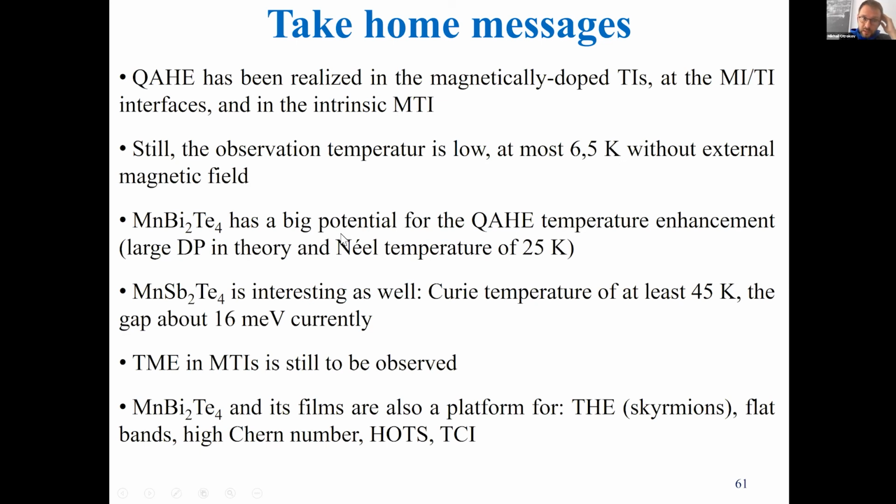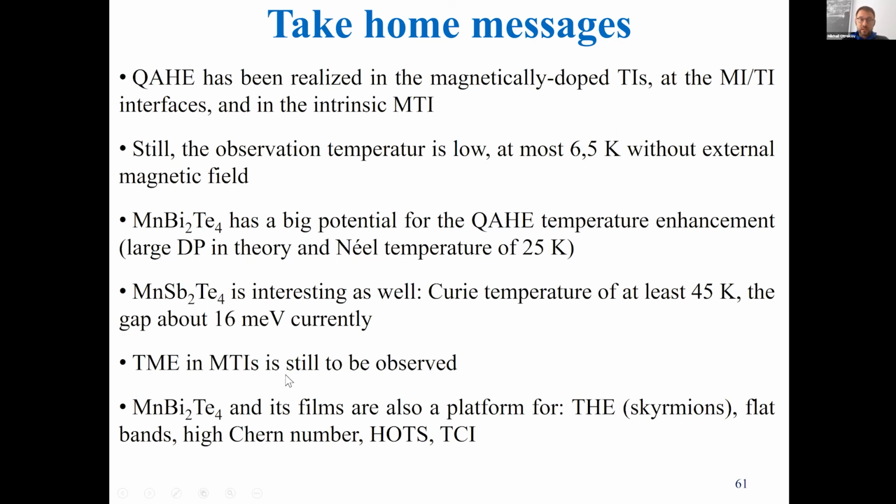Manganese bismuth telluride has a big potential for increase of the temperature because of its large Dirac point gap, at least in theory, and a Néel temperature of 25 K. So there is still a margin, as you can see. MST looks interesting as well because of its Curie temperature that can reach about 45 to 50 kelvins in the actual films, and the gap is reported to be about 16 meV, at least based on STS of these MBE films.